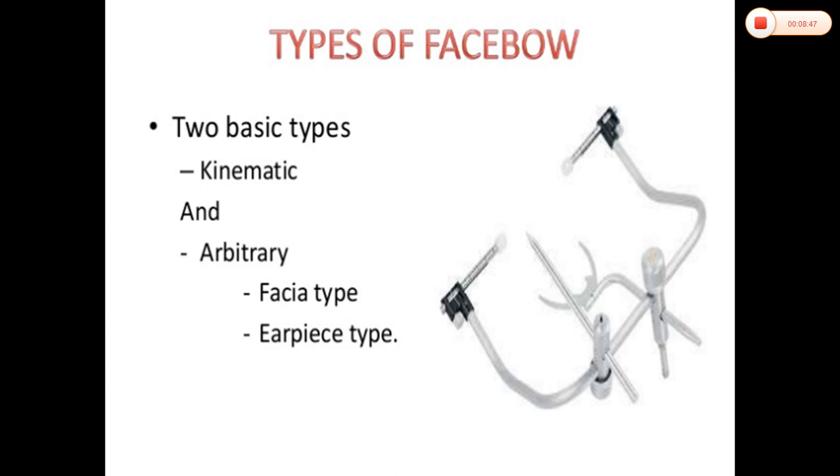In arbitrary face bow, again we have a fascia type, earpiece type, a spring bow, and a slidermatic. So these are the four different varieties under arbitrary face bow. The first one being fascia type, the second one being earpiece type, the third one being spring bow, and the fourth one is slidermatic. So arbitrary face bow can be sub-classified into these four categories, and the other one being a kinematic face bow.